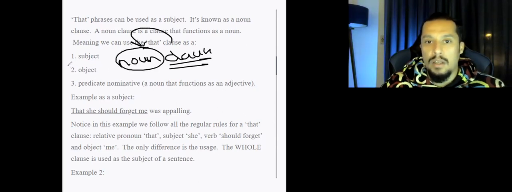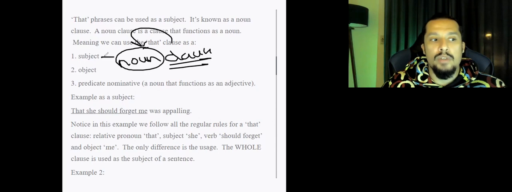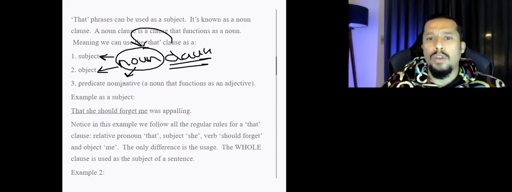So noun ده في الجملة ممكن يبقى subject of a sentence, ممكن يبقى object of a sentence, or ممكن يبقى the predicate nominative of a sentence. Well, Mr. Sema, what are you talking about? So, look at this example. That she should forget me, right?